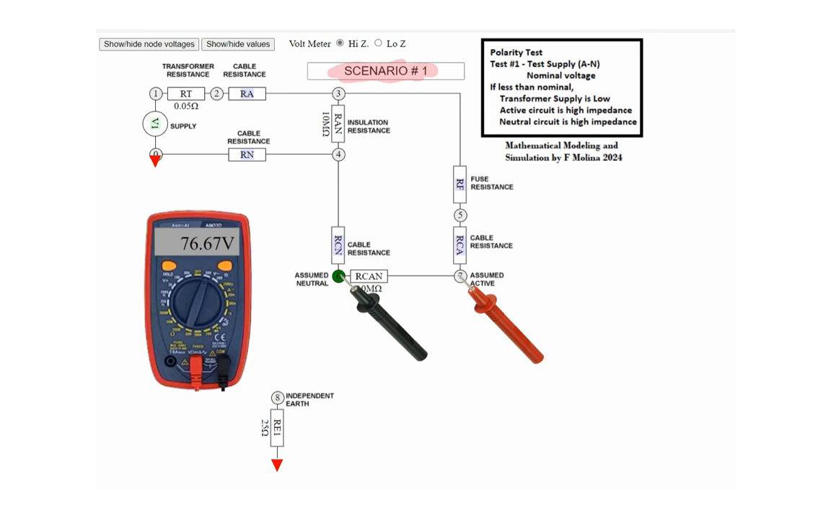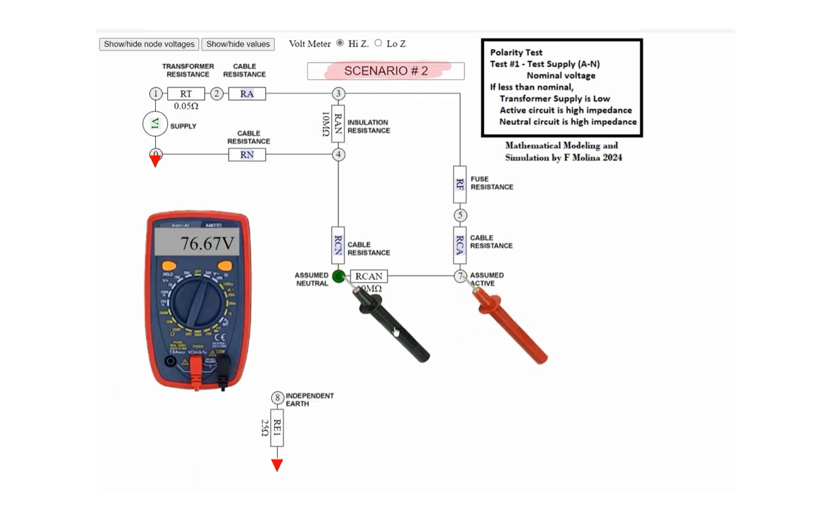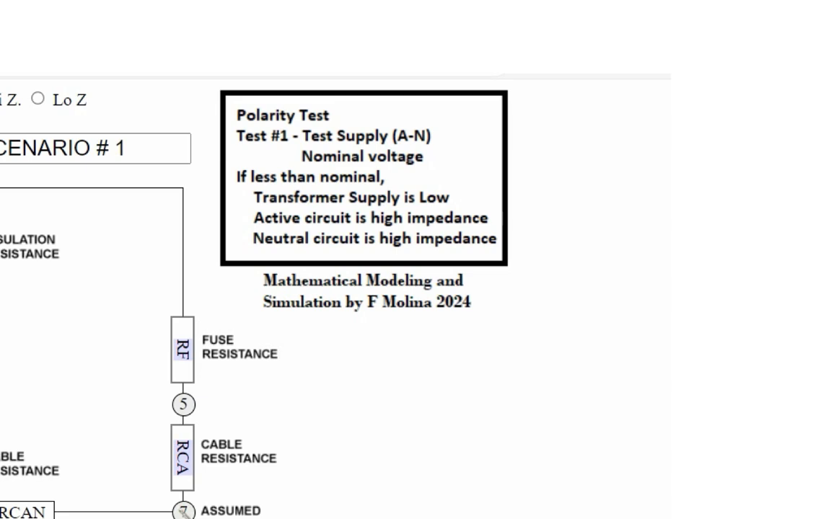In scenarios 1, 2, and 3, the voltmeter shows 76.67 volts. When the voltage is lower than 230 volts, like in these scenarios, it can indicate one of the following issues. The supply from the transformer is less than the nominal voltage. The active circuit has high impedance or an open circuit. The neutral circuit has high impedance or an open circuit.